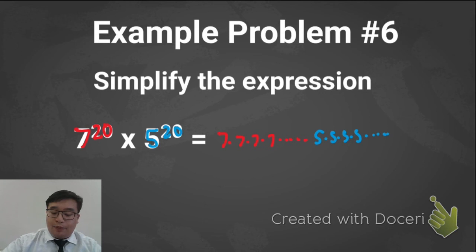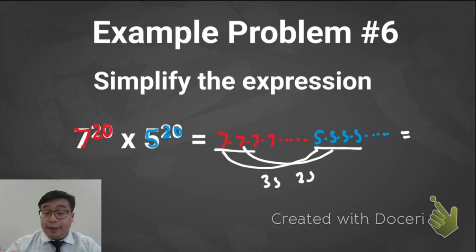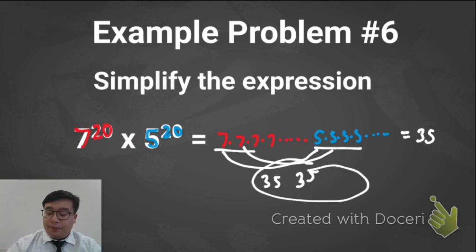And just like before, I can multiply each of these 7's with each of these 5's. So 7 times 5, that's going to be 35. 7 times 5 is going to be another 35. And so I know there are 20 of each, so each of these 7's is going to have a match with each of these 5's. So I know my base is going to be 35. What should my exponent be? After multiplying all these out, how many 35's are we going to have? Well, since I know there are 20 of them and they all have a match, this is going to be 35 to the 20th power.